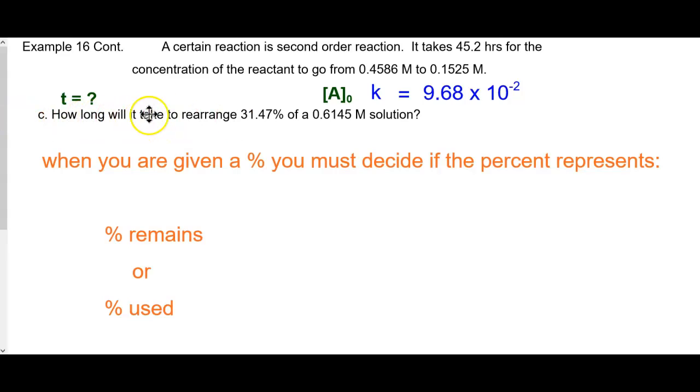Okay, so C is how long will it take to rearrange 31.47% of 0.61485 molar solution. Our K is coming over from the other side. I'm going to go grab the units. I'll be right back. There, I put the units in there. So this K came from part A. As we read this, we know we're looking for how long. That's a time. It says rearrange a percentage, and then we know that of this much. This is our starting amount, our A naught, our initial or beginning concentration.